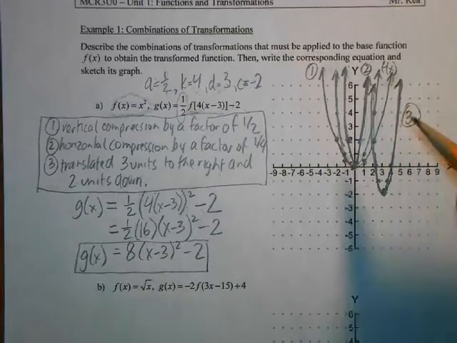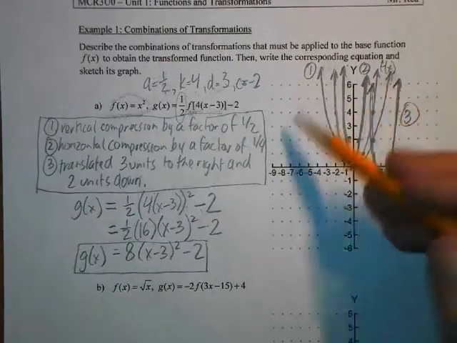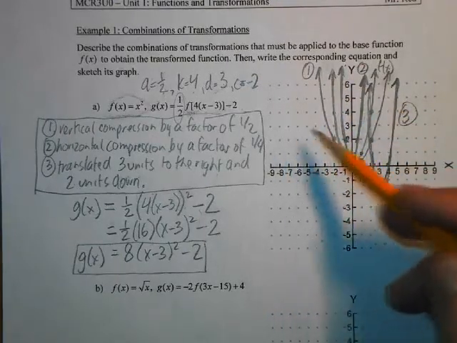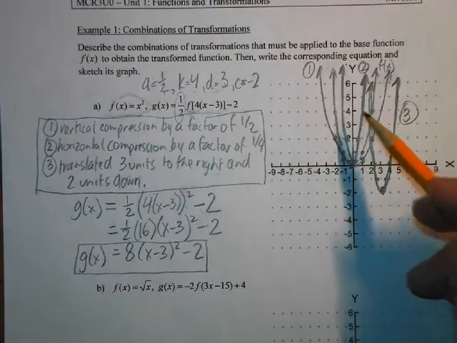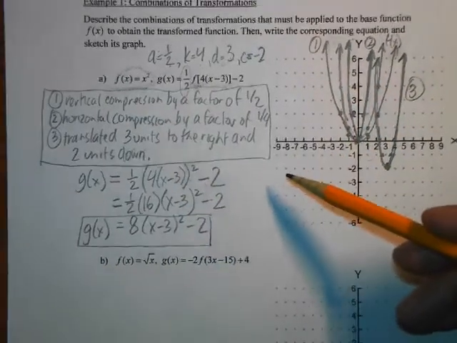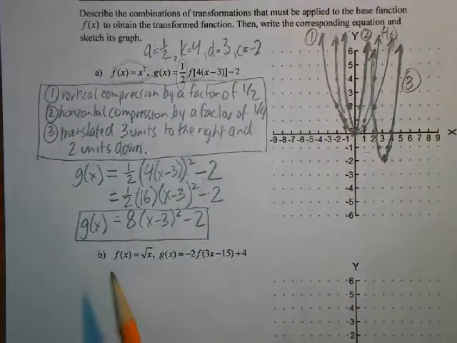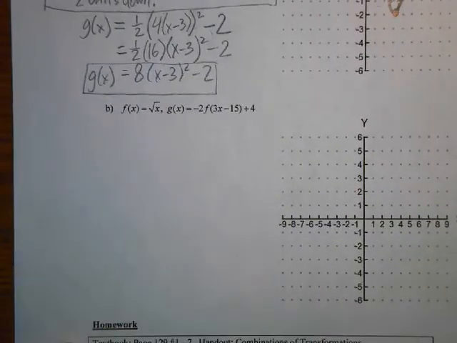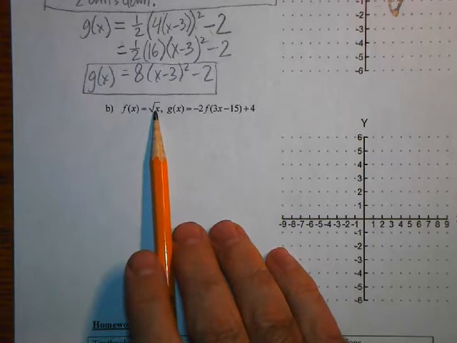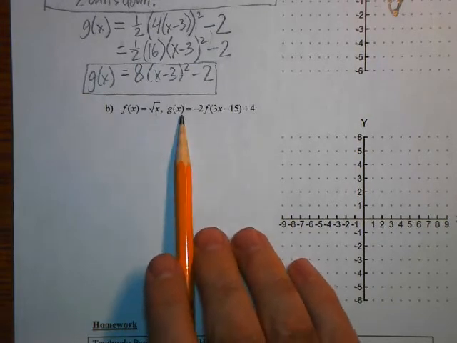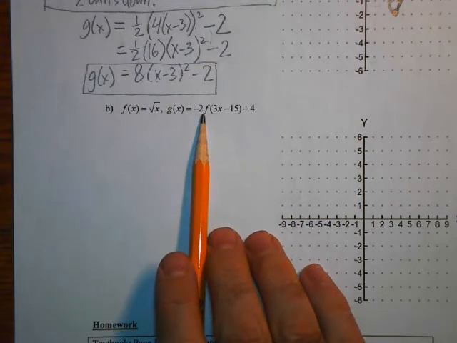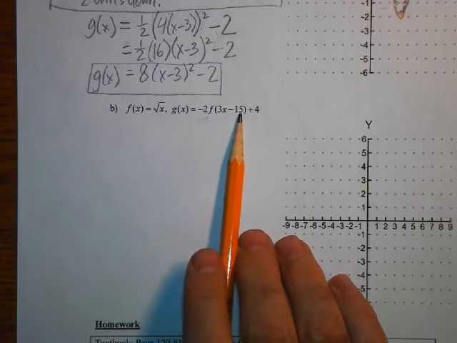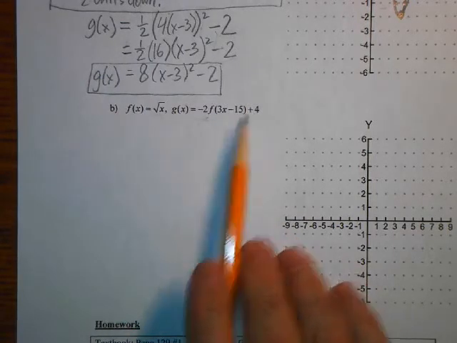Now I'll talk about how time consuming and inaccurate this appears to be, and you're right, it is. We're going to talk about how we could do this in a more efficient manner, so let's save that for after we do this one. So this second and final transformation, we can see f of x, the base function, is square root of x, and this time our transform function is -2 times f of 3x minus 15 in brackets plus 4.